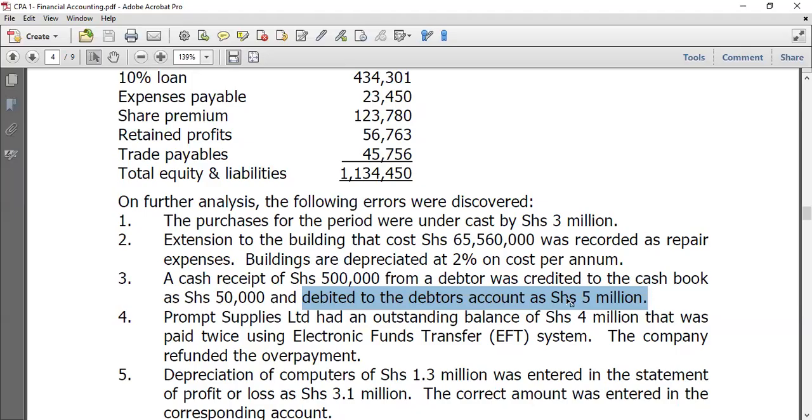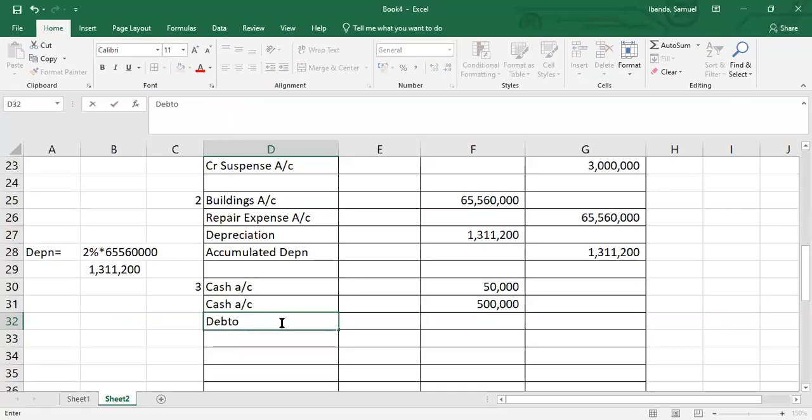And when I credit my debtors account with the 5 million, they will cancel each other, okay? And it will correct the error that was actually made. So I'll just come here to my debtors account. Since they debited with 5 million, I'll come and credit with how much? With 5 million. So this 5 million is just to cancel out what they put on the wrong side, okay? What they put on the debit side. That is the only thing that is here to cancel.